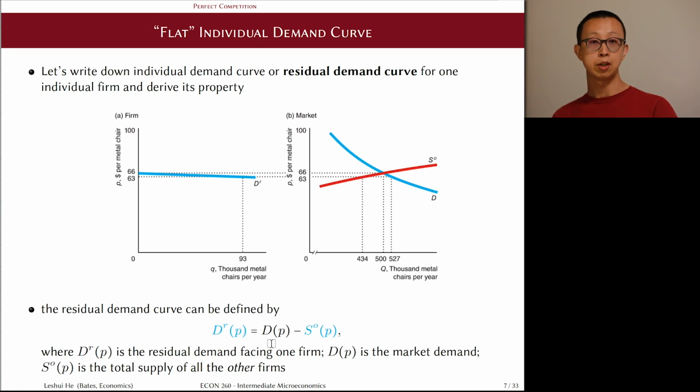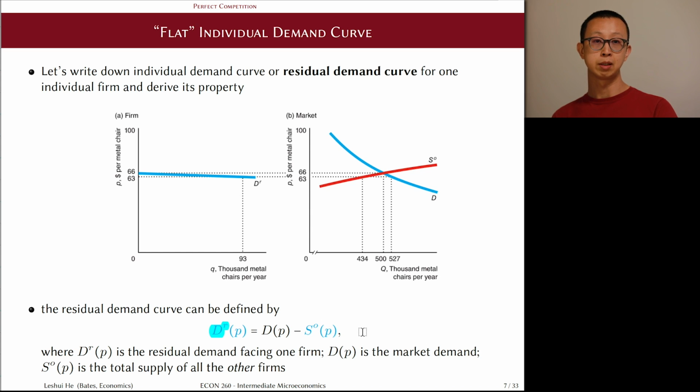Now let's define a notation for the residual demand so we can refer to it easily later on. We will use this notation of D superscript R to refer to the residual demand for a firm, which is a quantity as a function of the price. And it is defined to be the market demand minus the total supply by all the competitors in the market at this price level. And it is exactly describing the concept we're trying to illustrate on the graph above.